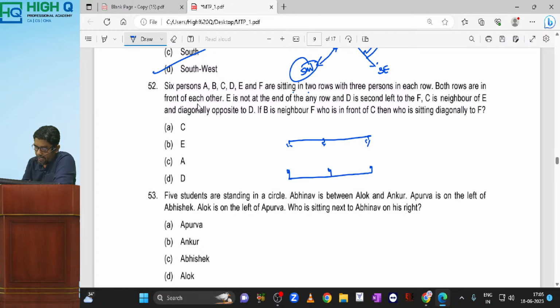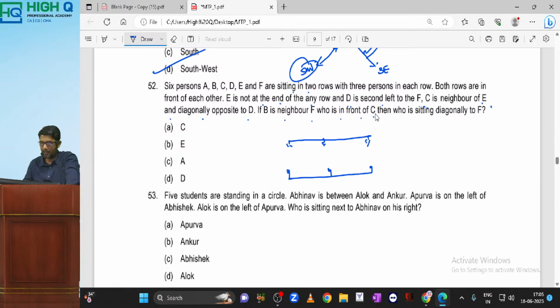Both rows are in front of each other. E is not at the end of any row and D is second to the left of F. C is neighbor of E and diagonally opposite to D. If B is neighbor of F, who is in front of C? Then who is sitting diagonally to F?